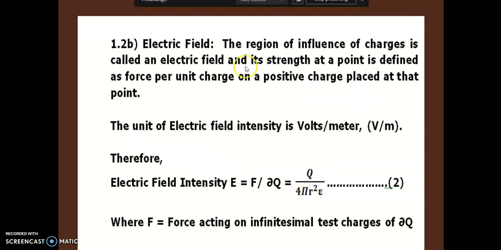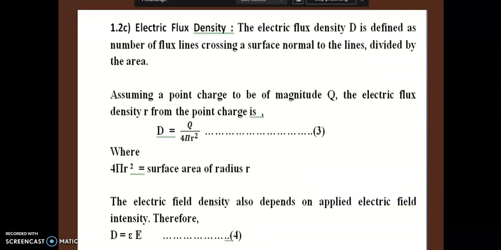Okay. Because see what is the definition. Electric field is the region of influence of charges, and its strength at a point is defined as the force per unit charge on a positive charge placed at that point. So where F is equal to the force acting on an infinitesimal charge dq.